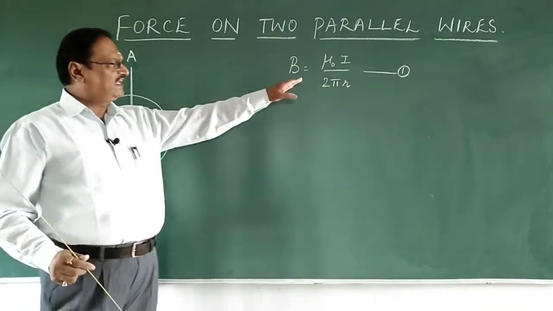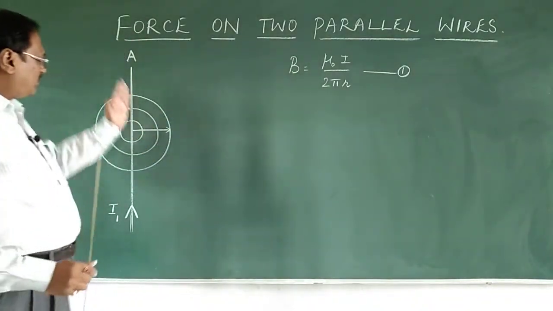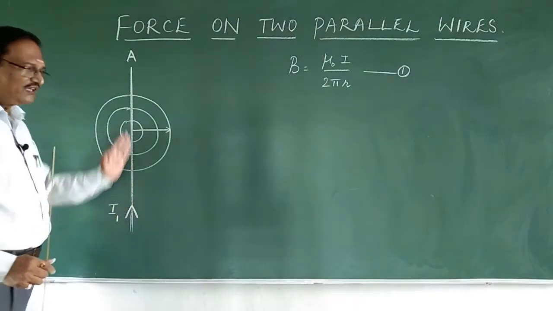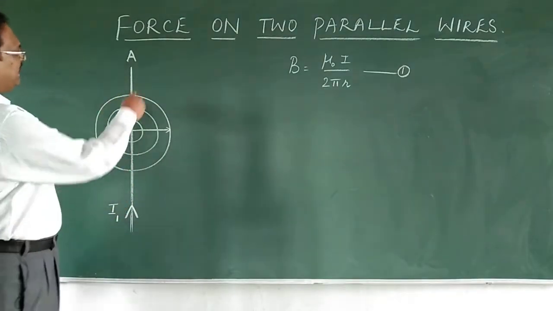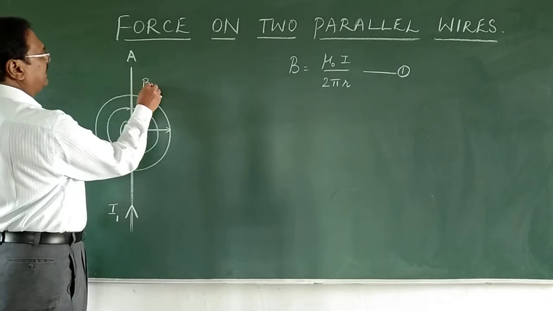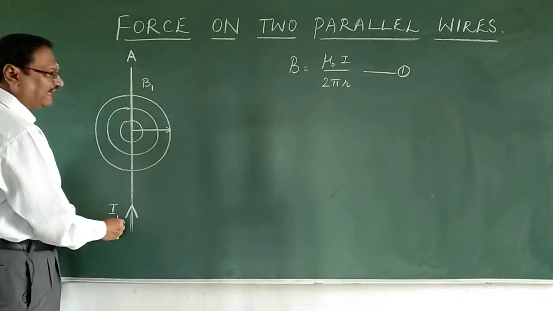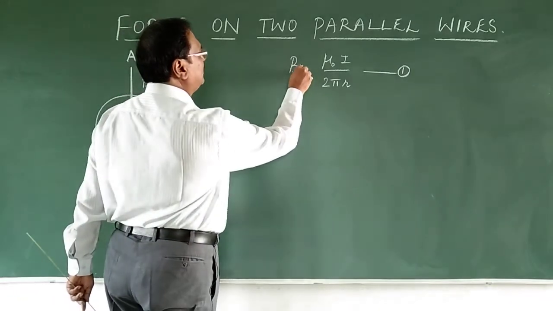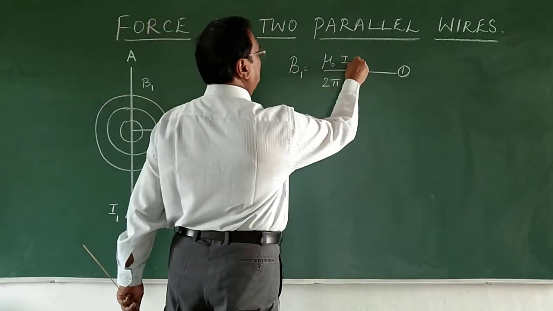Now what is this magnetic field due to? It is due to the first wire. The magnetic field produced by the first wire, we can call it B1, and the current as I1. So I will put subscript B1 and I1 here.